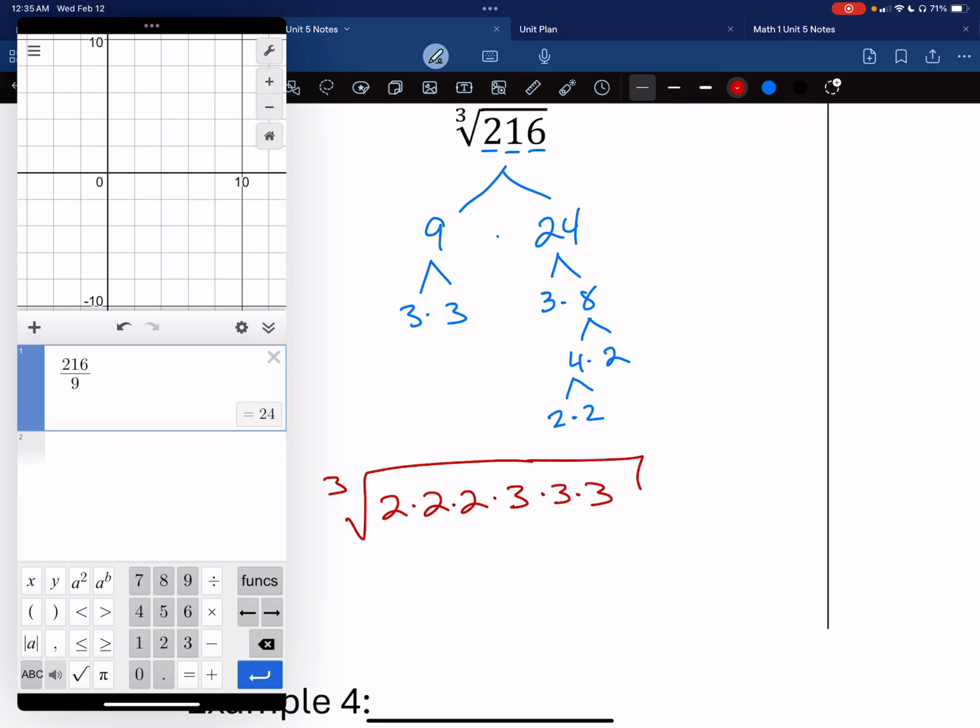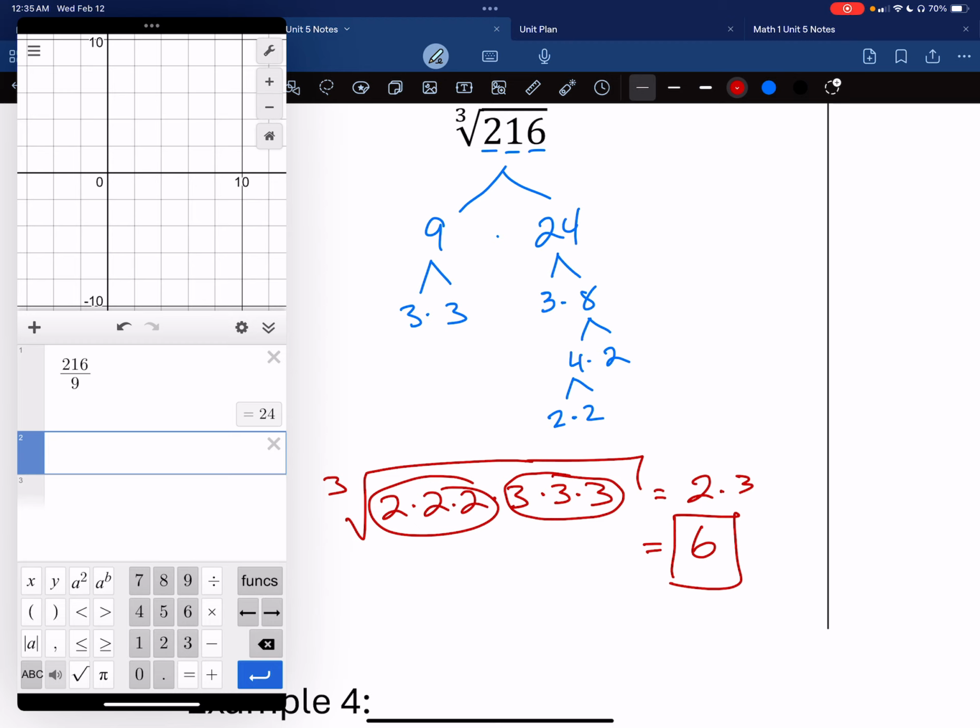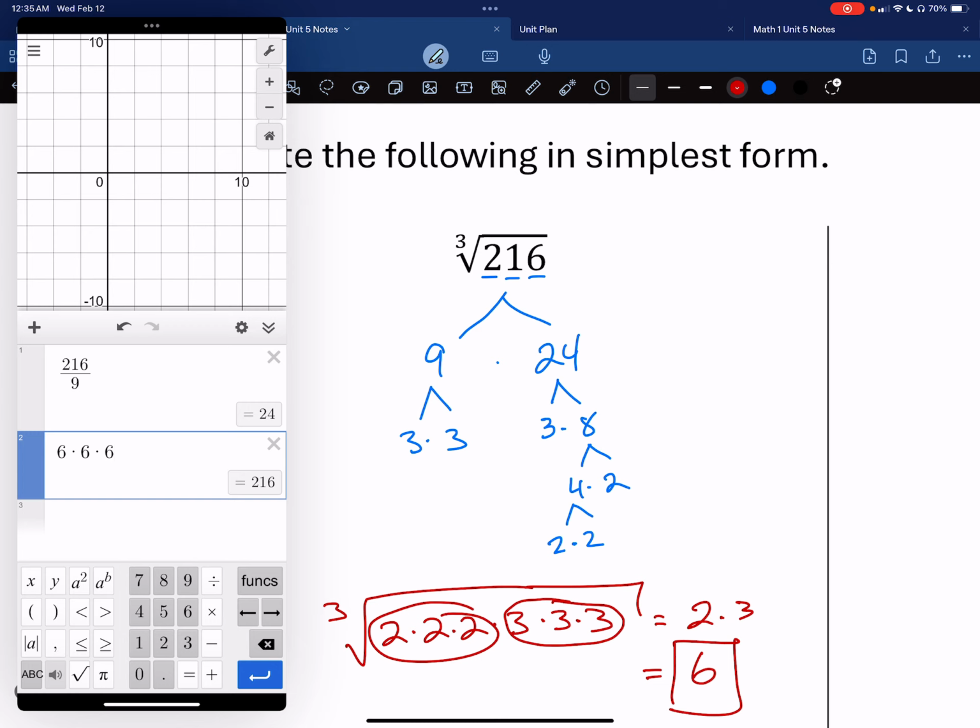Again, we're just looking for triplets now. So we have 3 threes and 3 twos, and we can bring those out. So we have 2 times 3, or another way of saying 6. 2 times 3 is 6. If I were to say 6 times 6 times 6, we get 216. That's another quick way for you to check your work to make sure you're doing this right. Okay.